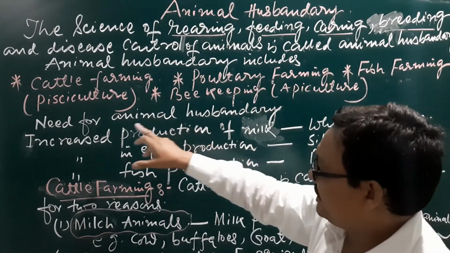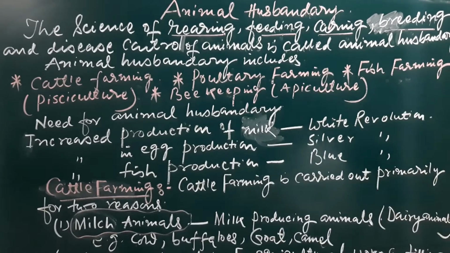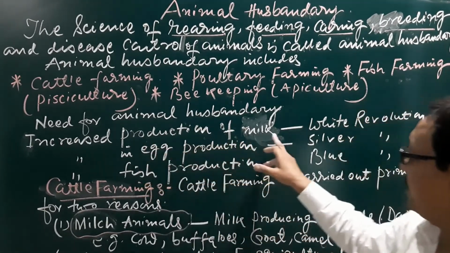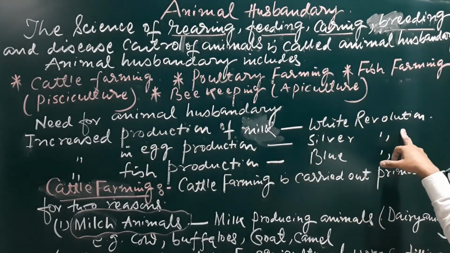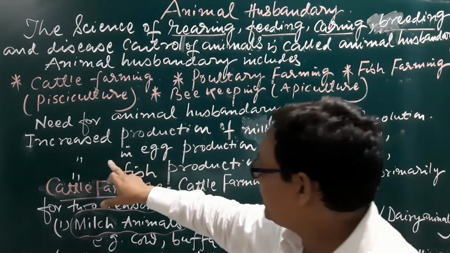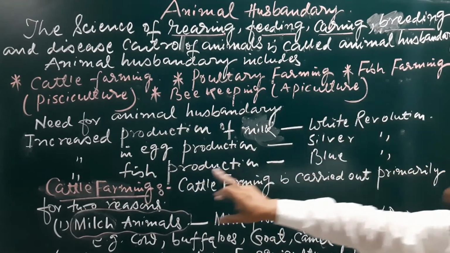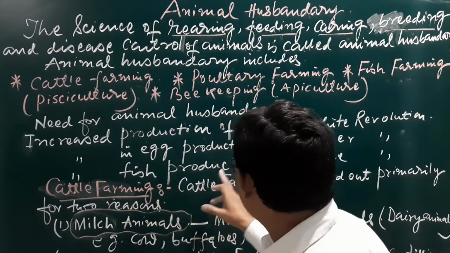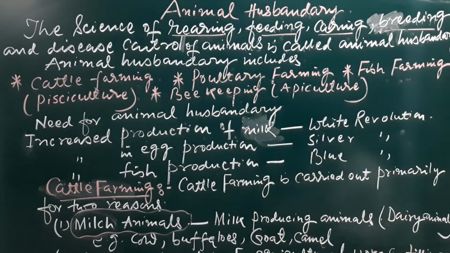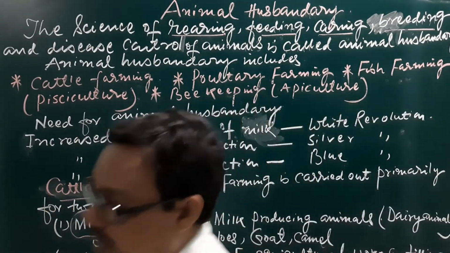Why do we need animal husbandry? Number 1, increased production of milk, that is the white revolution. Number 2, increased egg production, that is the silver revolution. Number 3, increased fish production, that is the blue revolution. Now, what is cattle farming?